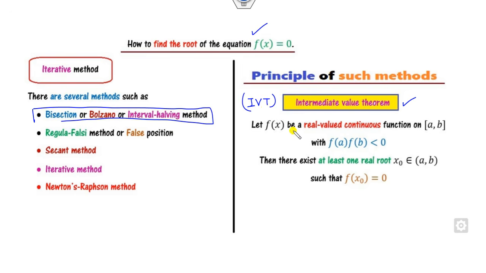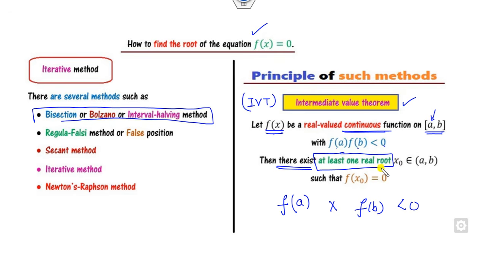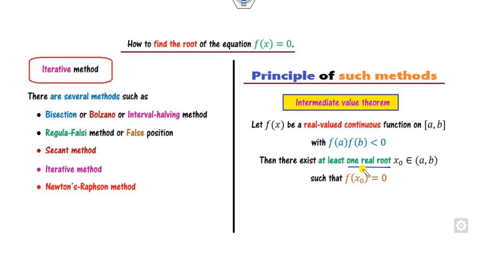What is the intermediate value theorem? If you have a function f(x) which is real valued and continuous on the closed interval [a, b], such that you find the function values at these endpoints, f(a) and f(b), and the product of them is less than 0, then there exists at least one real root, such that f(x) is 0. Make sure it says at least.